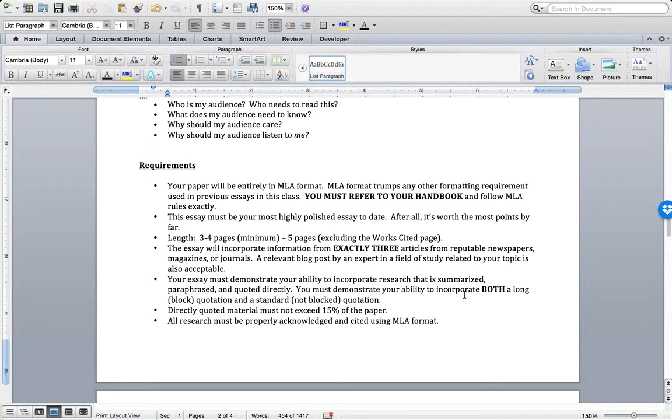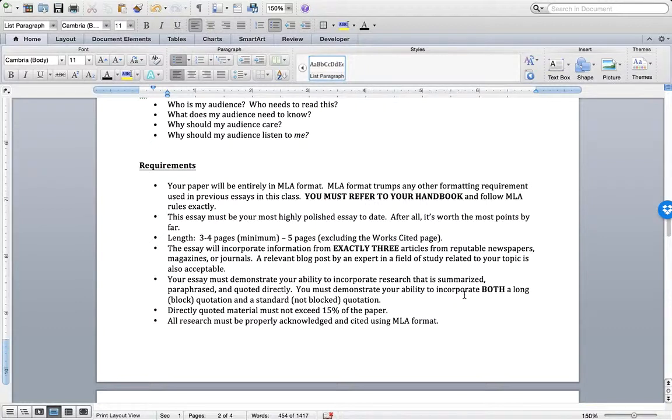Requirements for this paper. Your paper will be entirely in MLA format. MLA format trumps any other formatting requirement used in previous essays in this class. Our QWS standards are mostly MLA, but there are a couple of things that we'll need to add. You must refer to your handbook and follow MLA rules exactly for this paper. This essay must be your most highly polished essay to date. After all, it's worth the most points by far, and it is your final process written paper for this class, so it should demonstrate your best work and your growth throughout the semester.